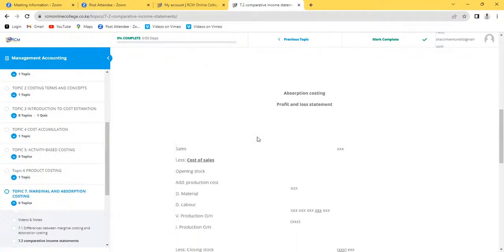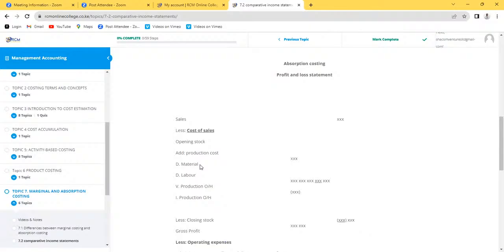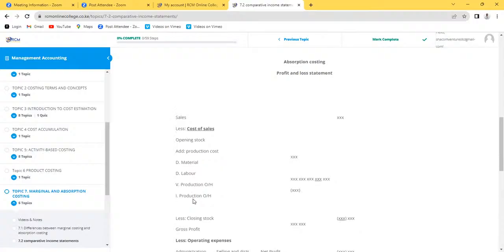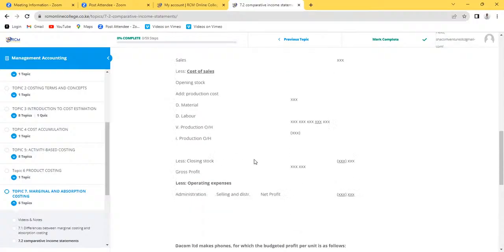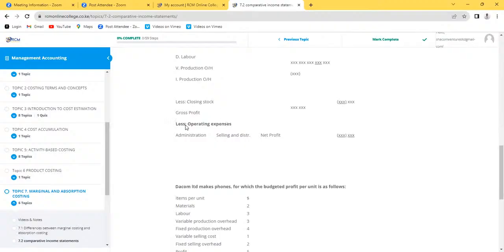How about absorption? The sales value will be the same, less cost of sales, where we have opening stock, add production cost, which now entails direct material, direct labor, production overheads, that is variable and fixed. Then we less closing stock for us to get gross profit. But the gross profit you are getting here, first of all, is the unadjusted. You adjust it by looking at over or under absorption of overheads. Then you get to the deduction of the fixed non-production costs.